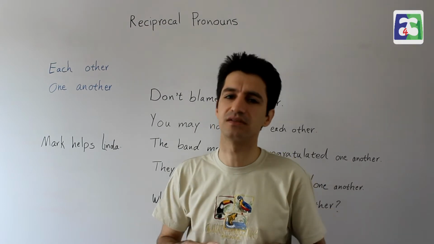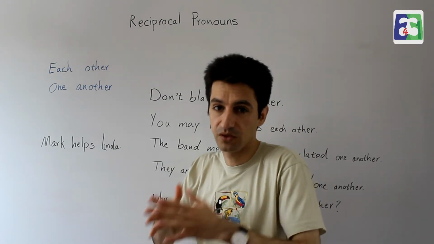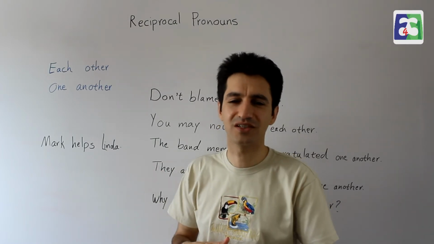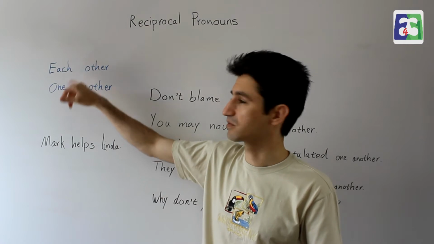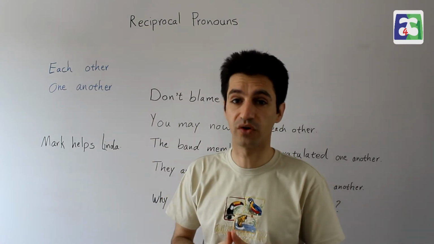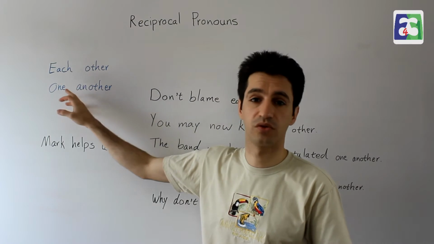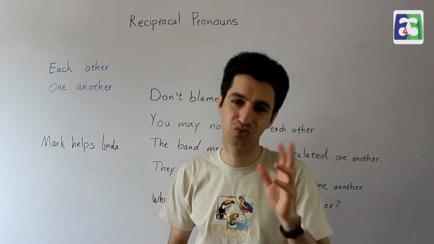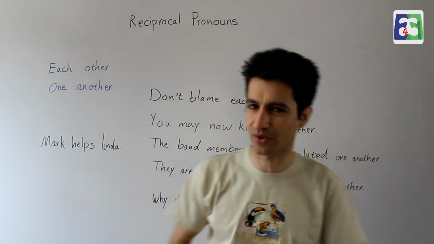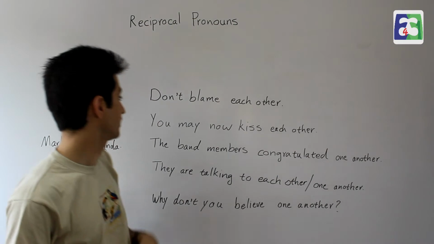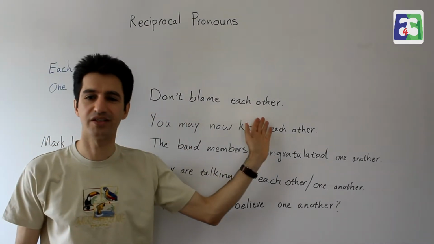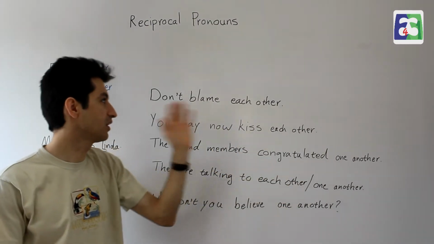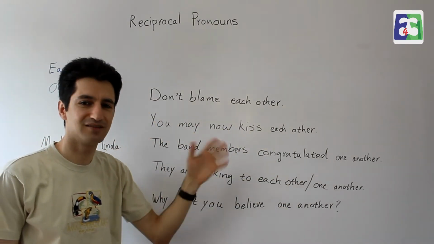It's accepted somehow. But if we go back to Middle English and some years ago or 100 years ago, then the difference between the two is much more. And we would not say each other when we were talking about a group, or we would not use one another when we were talking about two people. But nowadays, it's alright. So now let's look at the examples over here. Don't blame each other. I just wanted to have different types of sentences: question, negative, command, and these kind of things.